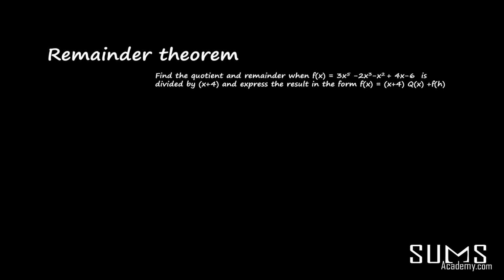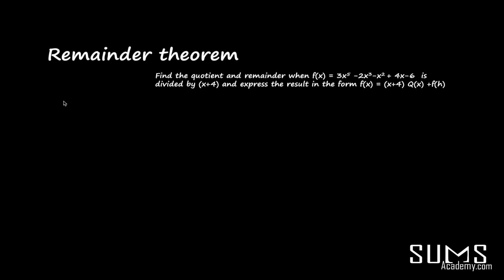So I'm going to go and do an example now. Find the quotient and the remainder when f of x is equal to 3x to the power of 5 minus 2x cubed minus x squared plus 4x minus 6 is divided by x plus 4, and express the result in the form f of x equals x plus 4 times q of x plus f of h. So we want to find the quotient and the remainder. That's basically what the question is asking us to do.